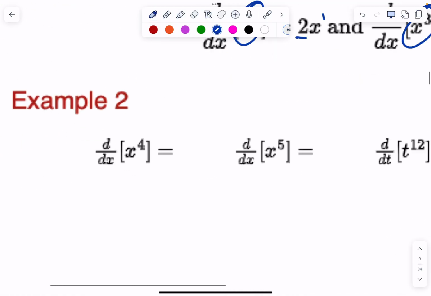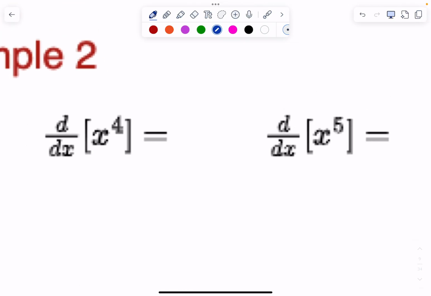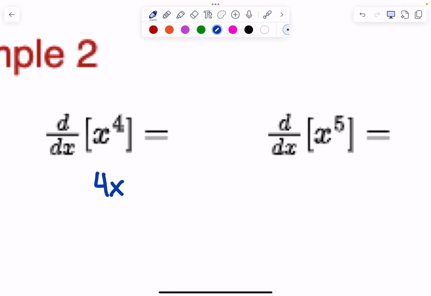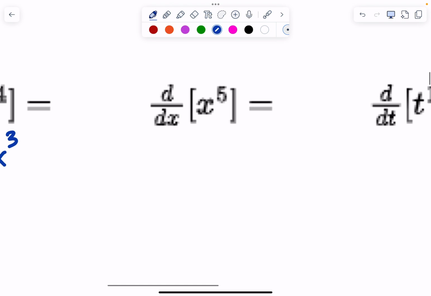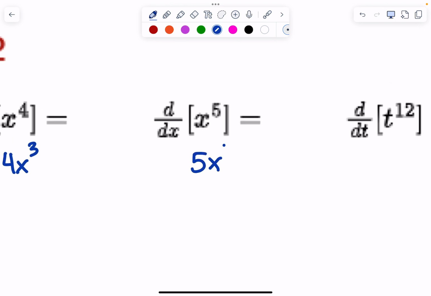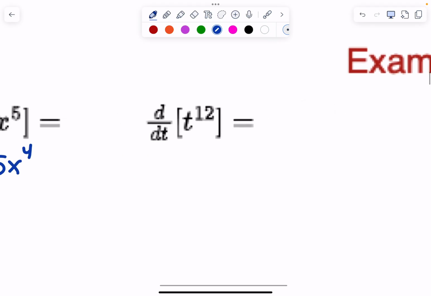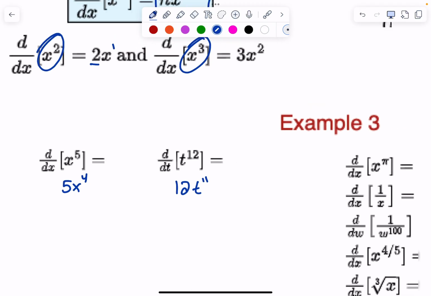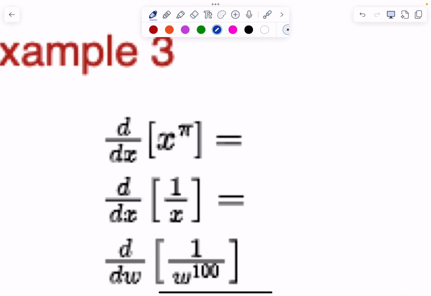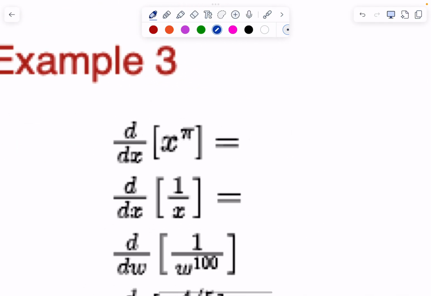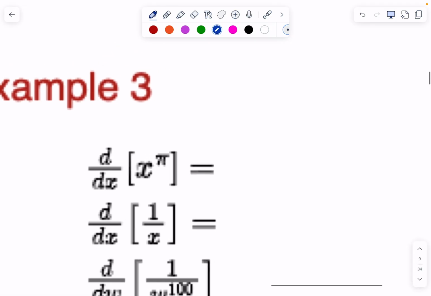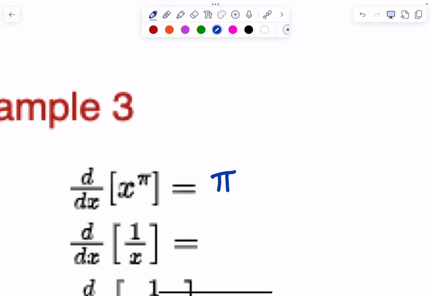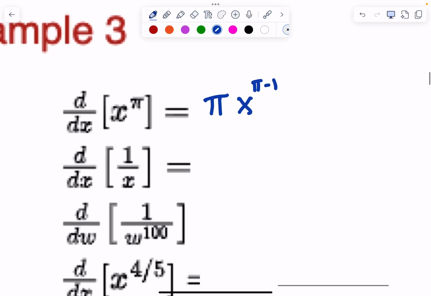Now they're going to have us do it. So example 2. What's the derivative of x to the fourth power? 4x to the third. The derivative of x to the fifth? 5x to the fourth. Derivative of t to the 12th. Now they're just switching variables on it. 12t to the 11th, right? We get this? Yeah? Okay, what is the derivative of x to the pi? Pi x to the pi minus 1. Yep.